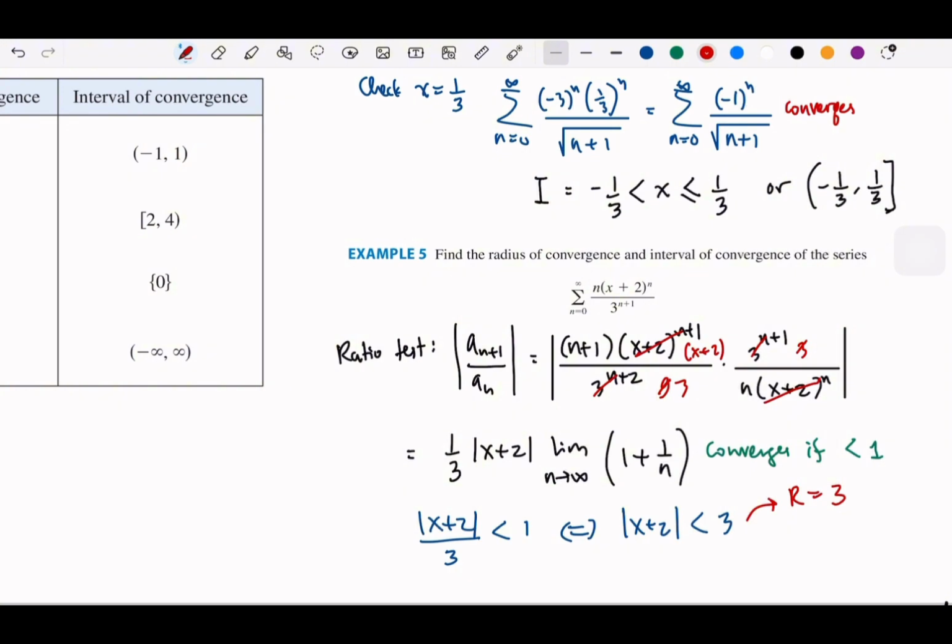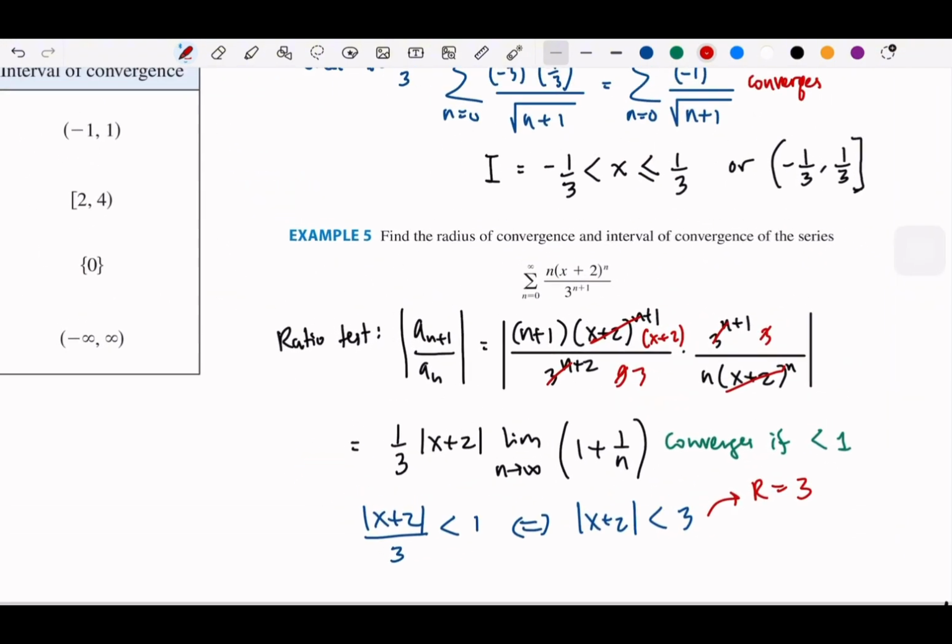I will skip the rest, but the final result, after you check each endpoint, I will just write the conclusion. The interval of convergence, when you check, the only way it works is from -5 to 1, both open brackets. If we check each endpoint, it will diverge. But you need to check by yourself, okay? And I encourage you to try by yourself.